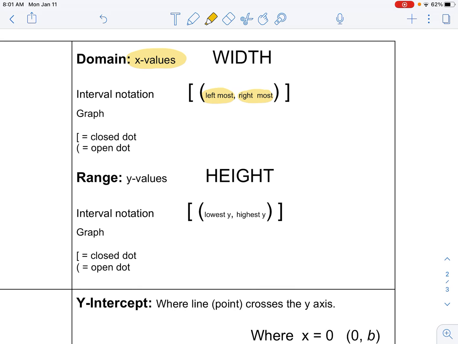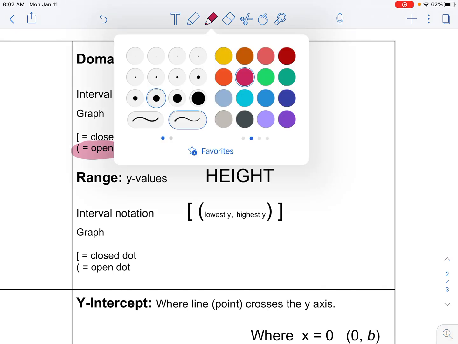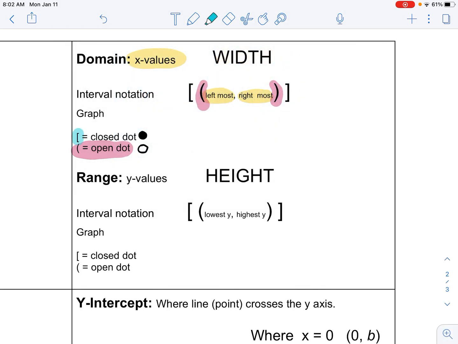Now, we do need to know what we're going to use for brackets. If we have a parenthesis, that's when we have an open dot on a graph. What that means is it's not actually part of your domain. When it's filled in, a closed dot, that means it is part of your domain. And in those situations, you want to use a bracket. So you don't use both, it's one or the other.